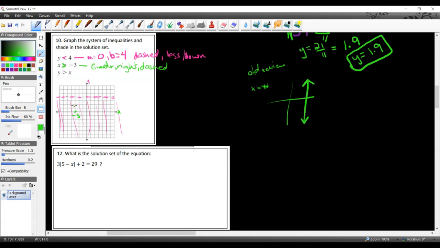So from here, I'm going to have a dashed line that goes straight up and down. And again, hopefully yours is a little bit more straight than mine. And we're going to shade to the right because it's greater. So it's everything to the right. So far you can kind of see that this block right here is our solution set. Okay, but we have one more. So let's go ahead and look at that last one.